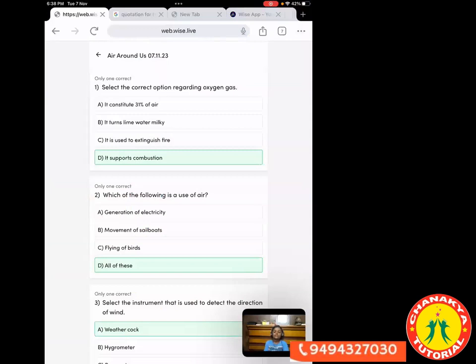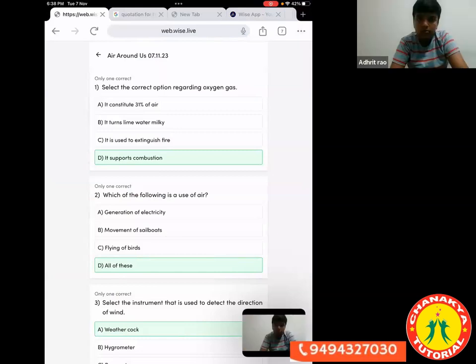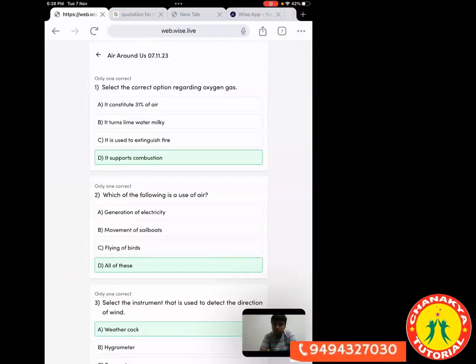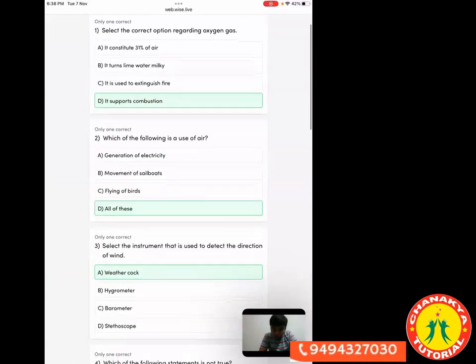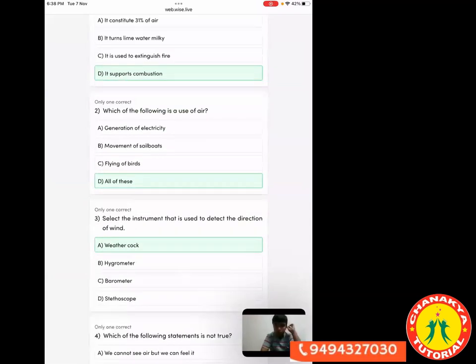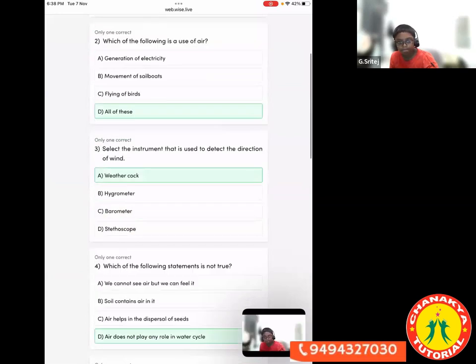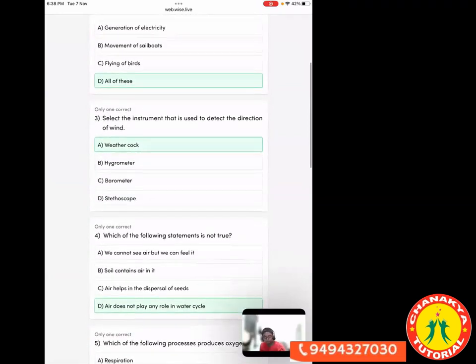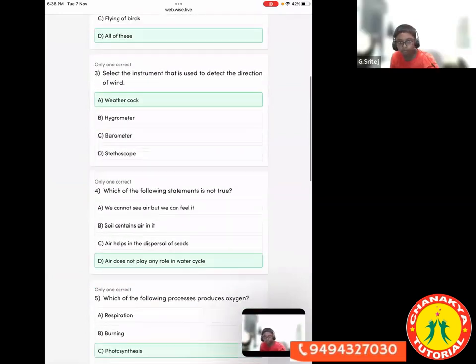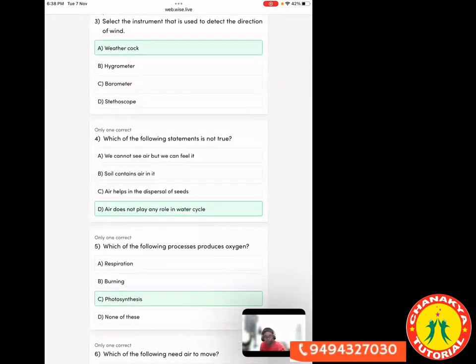So, question number 1, select the option regarding oxygen gas. Adrit, okay, anyhow, the answer is visible to you. We can just discuss it. So select the correct option regarding oxygen gas. It supports combustion. Which of the following is the use of air? All of these. Correct. Select the instrument that is used to detect the direction of wind. Weathercock. Very good. It is cock, not clock.